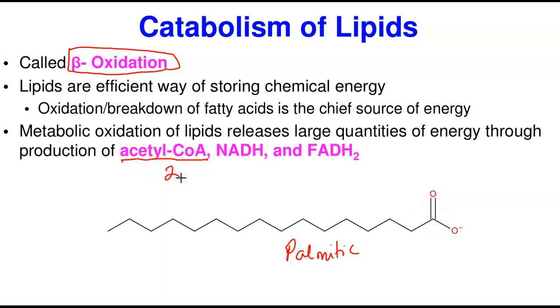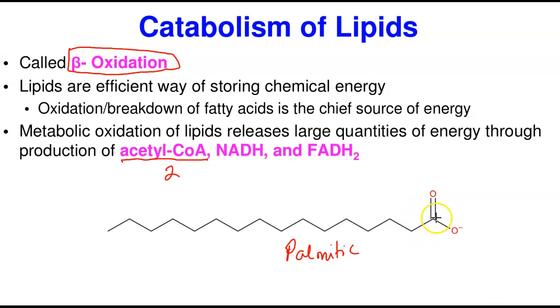So if you're going to break this thing down, if you do 16 divided by 2, you're going to get 8 acetyl-CoA. And each of these acetyl-CoA will make their way into the citric acid cycle. And each acetyl-CoA that goes into the citric acid cycle will generate 10 moles of ATP. That is a lot of energy coming from this guy.